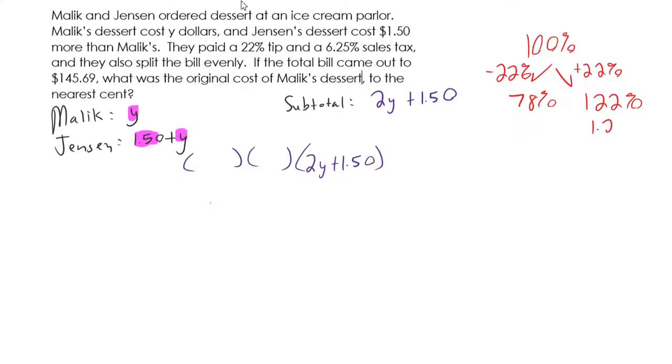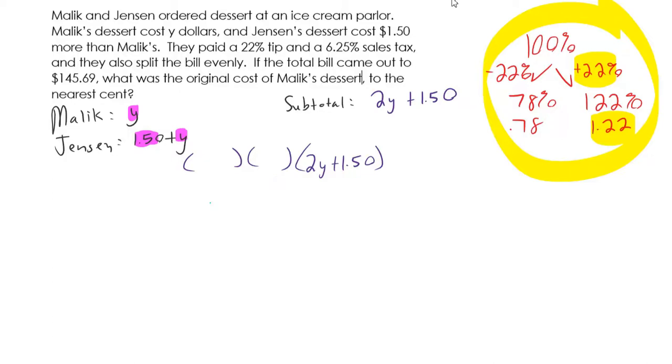And then they both need to be in decimal form in order to use them. So adding 22% to something is the same as multiplying it by 1.22. Similarly, when we go to add our tax, we're going to be adding 6.25, so that's going to be 106.25. That is going to be the new percent after the tax is added.